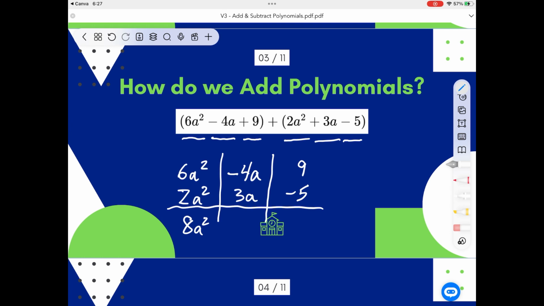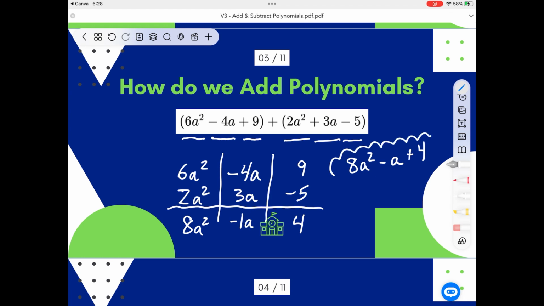I started with negative 4a, and when I added the second polynomial, that added an extra 3 to it. Notice we have a negative and a positive combining, and when you add negatives and positives together, they combine to cancel each other out, or at least part of them cancel out. Negative 4 added to positive 3 gives me negative 1a, or just negative a. Okay, I have more negatives than positives, so I should end up with a negative total. And then finally, 9 and a negative 5, that's like 9 minus 5. That combines to leave positive 4. So my answer in this first problem would be 8a squared minus 1a, or I can simplify that to just minus a, plus 4.